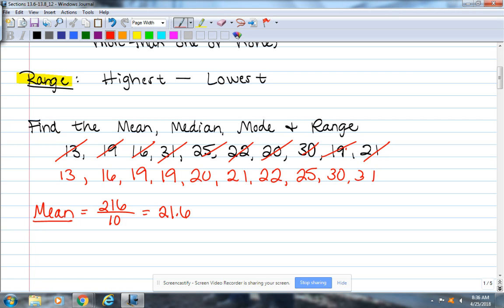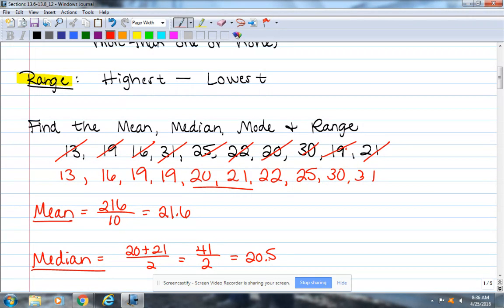Let's get our median now. What does median mean? The number in the middle. But I have 10 of them, so I'm going to have two numbers in the middle, right? What two numbers are in the middle? 20 and 21. So I take the average of those, which means I add them together and divide by 2. So that's 41 divided by 2, 20.5, 20 and a half. Y'all can give me decimals today. Just saying. I'm giving you permission ahead of time.